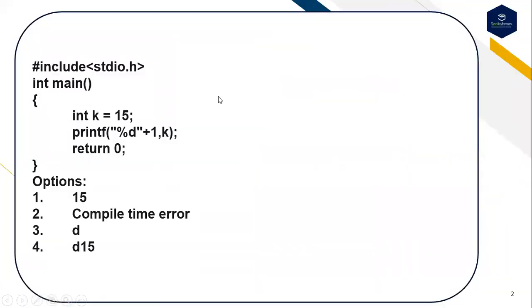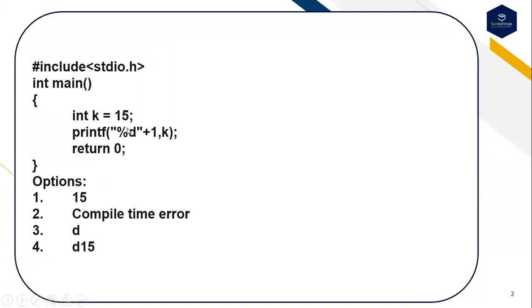This is the first question. int main, int k = 15; printf("%d" + 1, k); return 0. Predict the output of this code. Options are 15, the second option is compile time error, the third option is d, and the fourth option is d15.